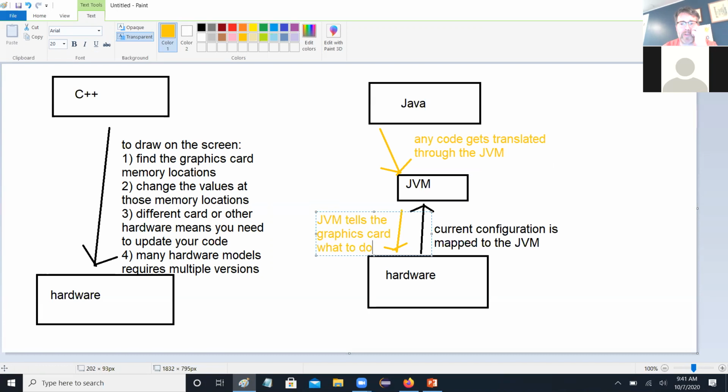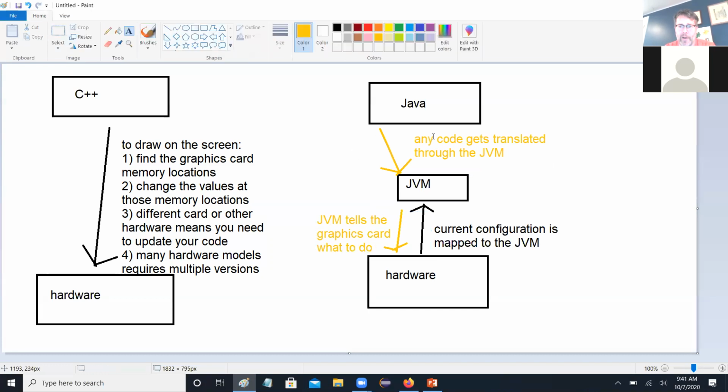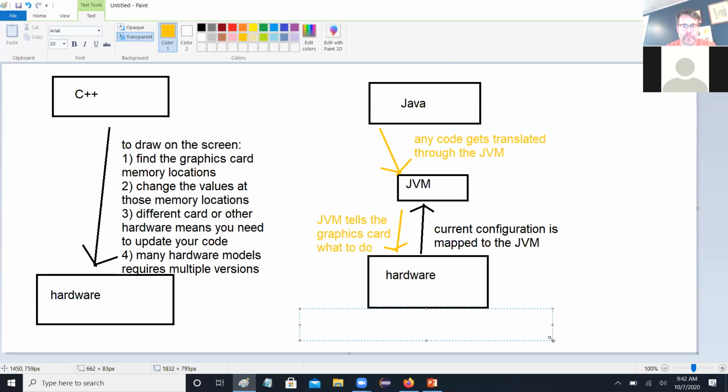So if you want to draw a picture on your screen, for example, you have some standard code in your program that says basically draw this picture on your screen. That command gets sent through the Java Virtual Machine, which already knows where the memory locations are for the hardware. So consequently for Java, you have this thing called WORA: write once, run anywhere. So you only write the program once. Once you figured out that it works, it's good to go.